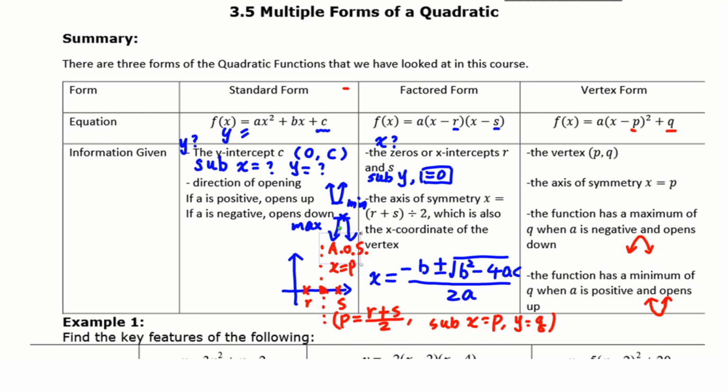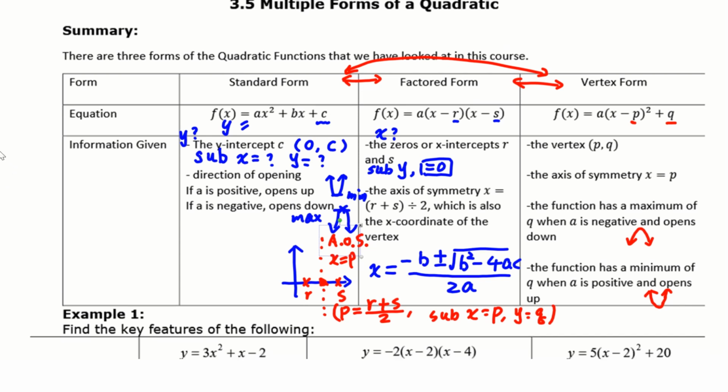In this lesson, you are going to see how to convert between forms: standard form to factored form, then standard form to vertex form, vertex form to standard form, and vertex form to factored form if it's not factorable. So convert from one form to another one, you need to know it.